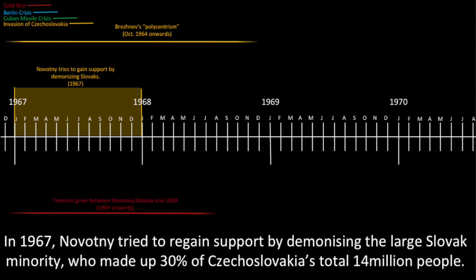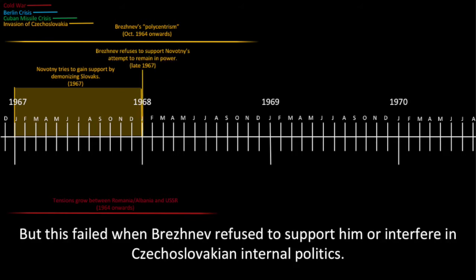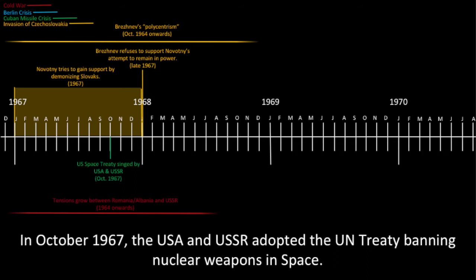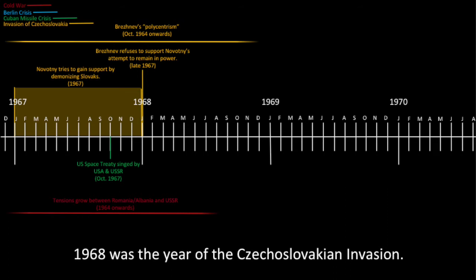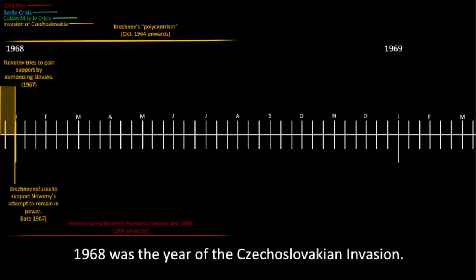In 1967, Novotny tried to regain support by demonizing the large Slovak minority who made up 30% of Czechoslovakia's total 14 million people. But this failed when Brezhnev refused to support him or interfere in Czechoslovakian internal politics. In October 1967, the USA and USSR adopted the UN treaty banning nuclear weapons in space. 1968 was the year of the Czechoslovakian invasion.